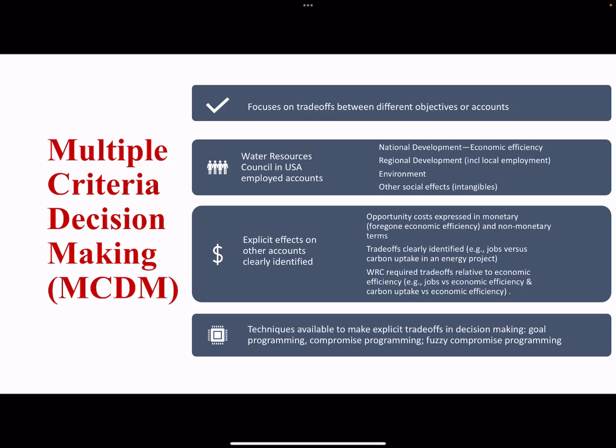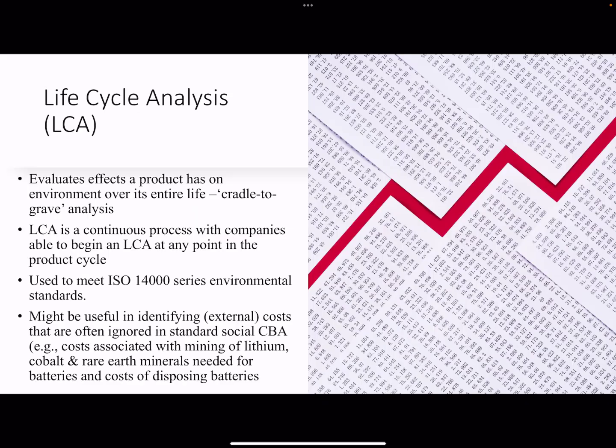The techniques available to make explicit trade-offs in decision-making included such things as goal programming, compromise programming, and the one I liked the best was fuzzy compromise programming because it gave you a clear idea of how much you were giving up when you managed to get parts of each, or how many parts of each of the accounts or objectives were attained.